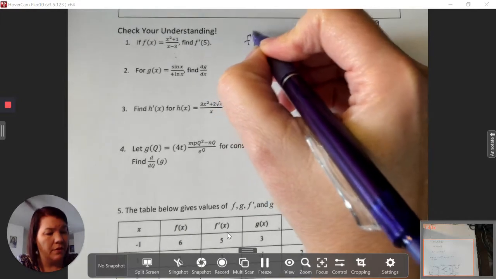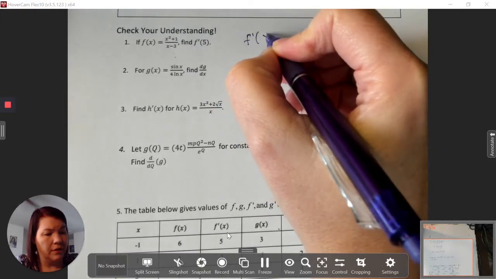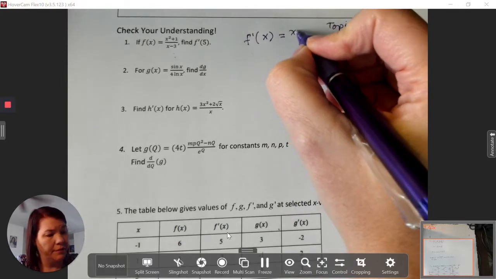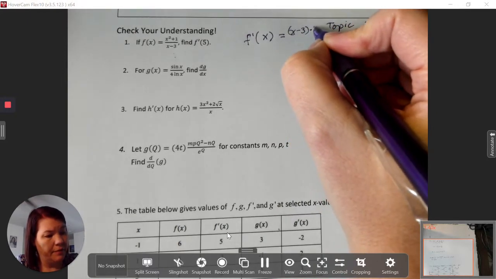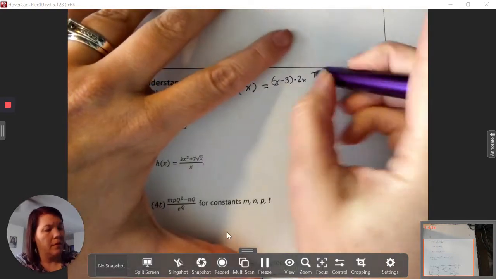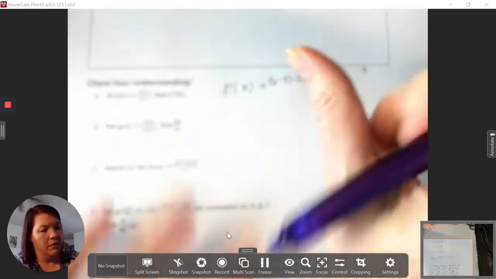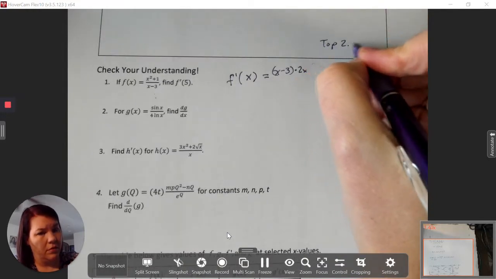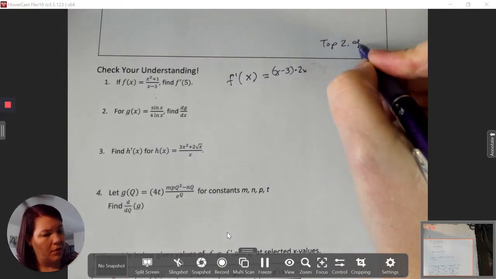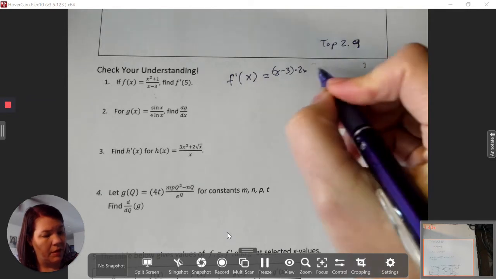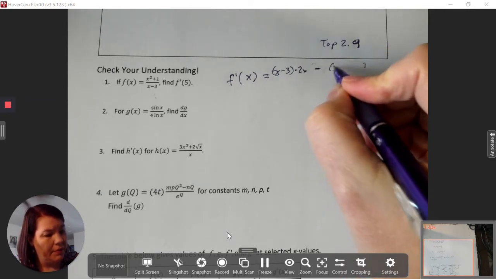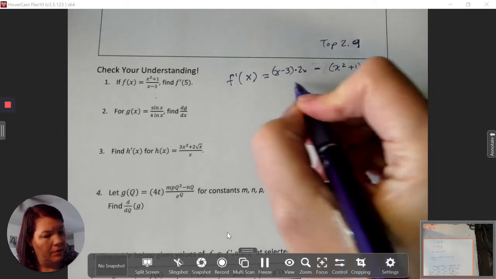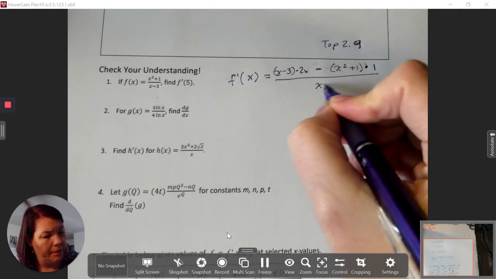I need f of x first, so f prime of x is going to equal down d up, sorry, that's going to be my way. Top 2.9, that's good. Okay, so topic, and so doing minus up d down, all over down squared.